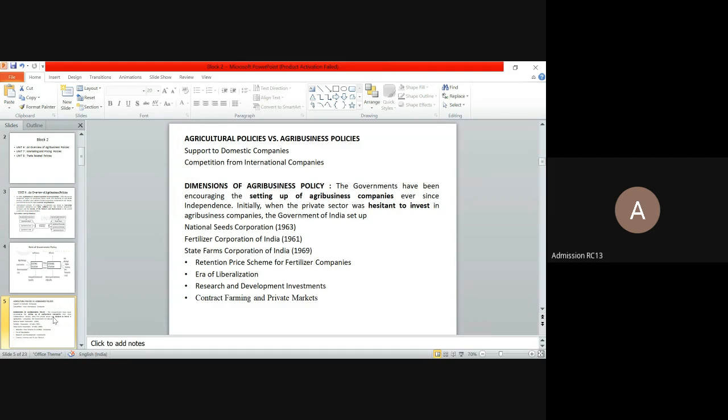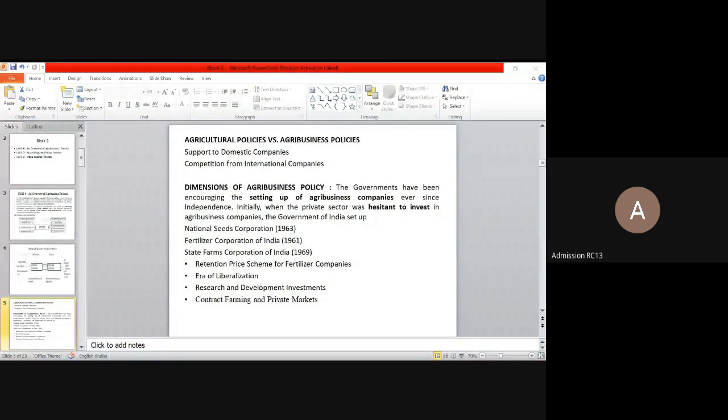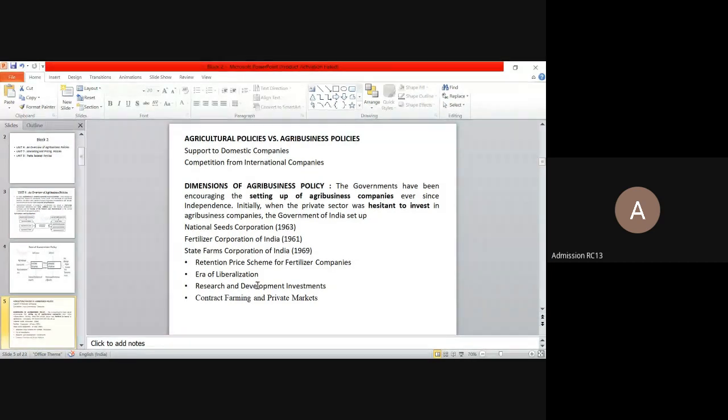Out of that, there is the retention price scheme for fertilizer companies. Then came the era of liberalization, privatization, and globalization, which we experienced around 1991, when we came across more multinational companies. During those days, multinational companies also started viewing agriculture as a business sector. During that era of liberalization, many policies came up. Research and development, R&D, investments have also been taken up. Regularly they are investing in research on how investments can be made in the agribusiness sector. And as we discussed in the first session, contract farming and private markets. So these are the different dimensions over which agribusiness policies have been spread out.